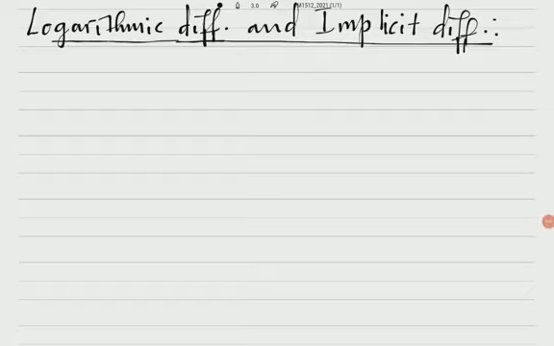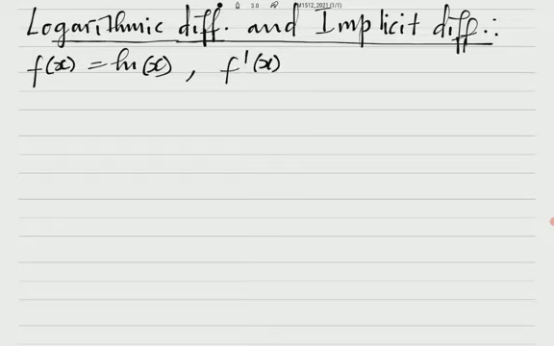Hello everyone. So today I want to talk about logarithmic derivatives and implicit functions, and how to get derivatives of implicit functions. So let's look at what we want to talk about. I want to talk about a function of the form f of x equals ln of x. How do we get the derivative? In other words, what is f prime of x in this case? So this is the first function I want to look at.